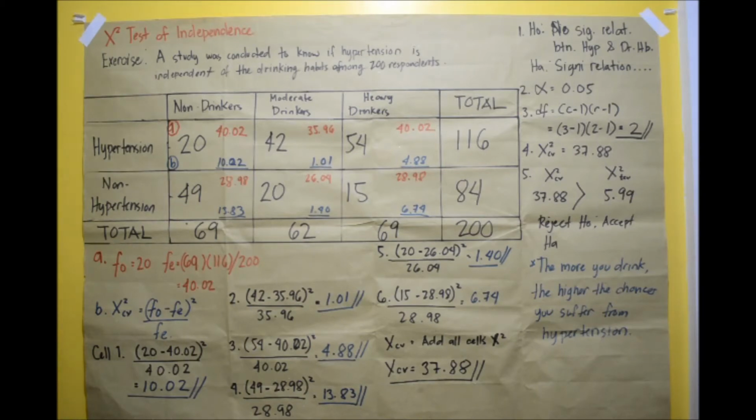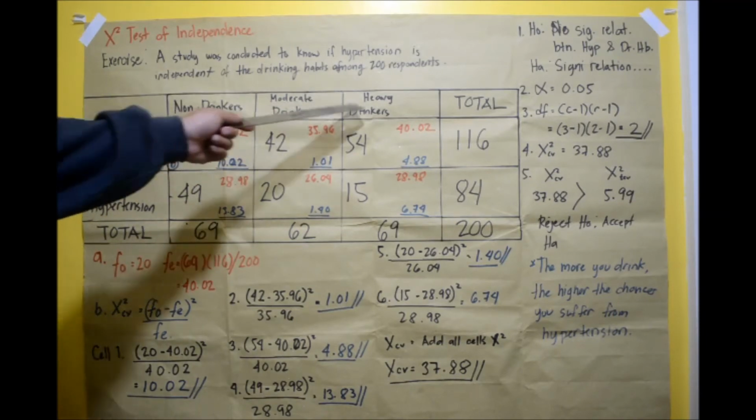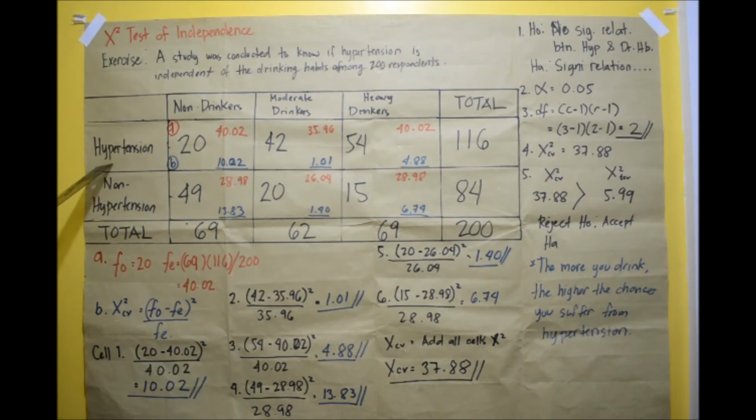In this exercise, extracted from your handouts: a study was conducted to know if hypertension is independent of the drinking habits among 200 respondents. Wrong grammar, okay? We are not English majors. More likely, our independent variable is drinking habits. Does it affect hypertension levels? So our IV, the presumed cause, is drinking habits. Then your dependent variable is the level of your blood pressure, hypertension.